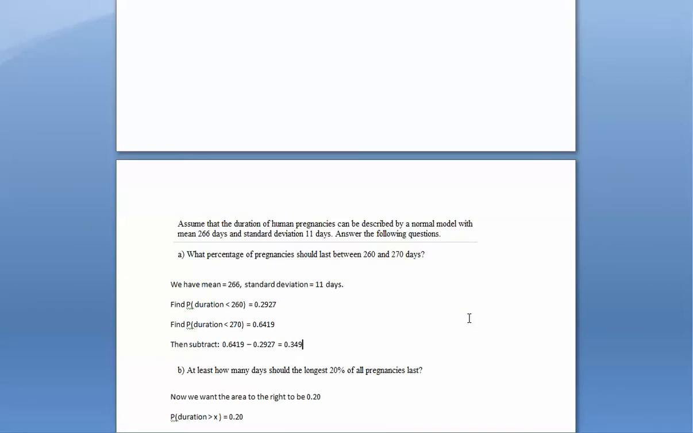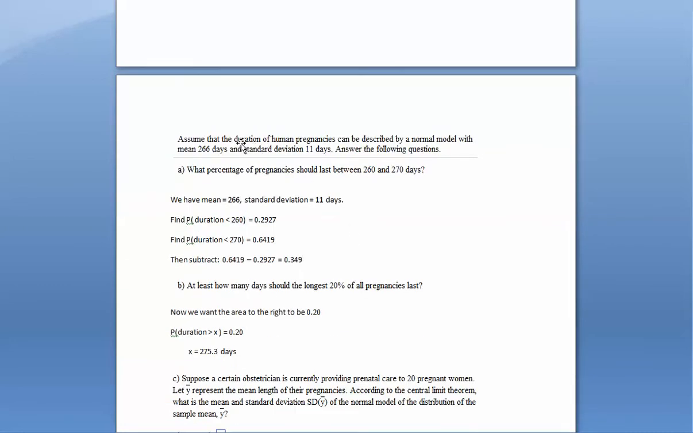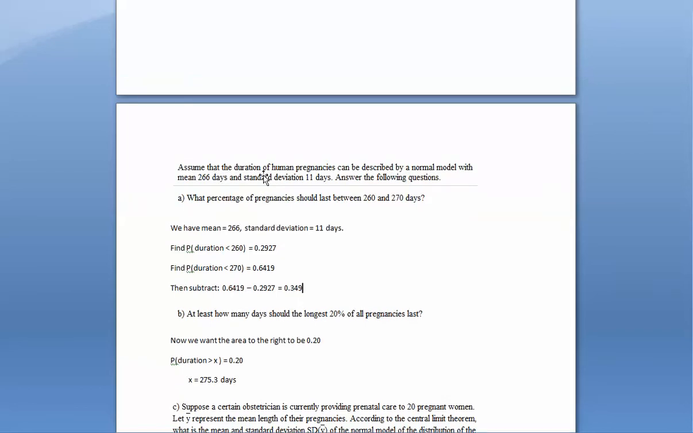Okay, let's go on to another problem. This has to do with pregnancies. Assume that the duration of human pregnancies can be described by a normal model with a mean of 266 and a standard deviation of 11 days. Answer the following questions. What percentage of pregnancies should last between 260 and 270 days?